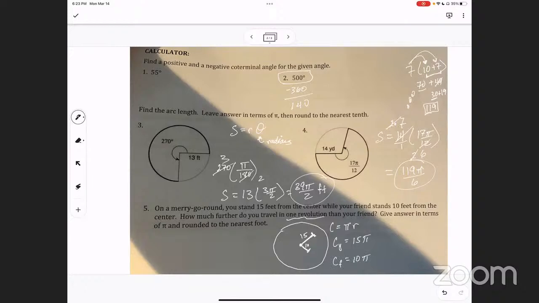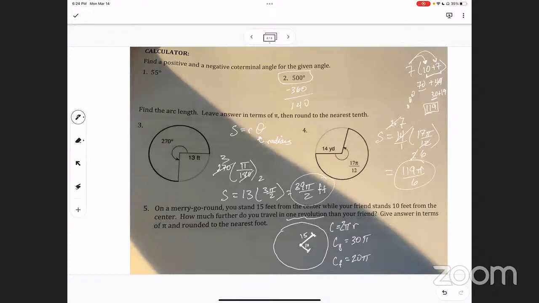Hold on. It's 2 pi r. My bad. So that's 30 pi and 20 pi. That's how far you travel in one revolution, 30 pi, and she travels 20 pi.